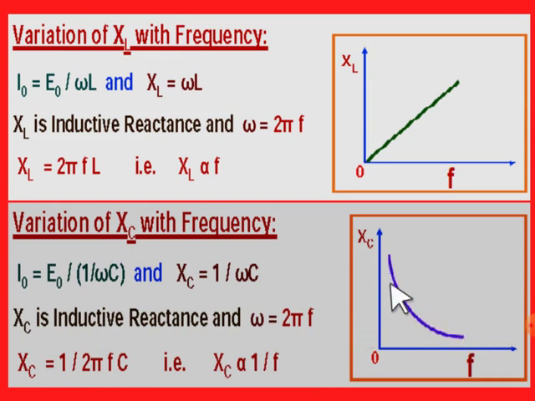Got it? So in the case of an inductor, if frequency increases, its inductive reactance will increase correspondingly. But in the case of a capacitor, what happens? If the frequency of the AC source increases, its capacitive reactance will be decreasing. Got it? So with that, we come to the end of this second part of the video.